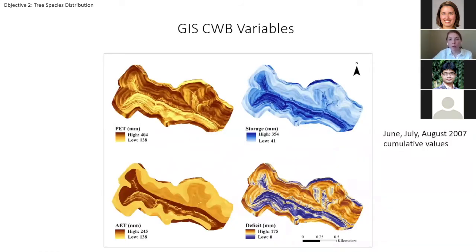Here are the GIS climate water balance variables we used for this objective: EET, storage, AET, and deficit. So I showed these maps earlier, so you should have a pretty good idea of what those patterns are. And for this part of the objective, we used a June, July, and August cumulative value from the year 2007. And we chose this year based on its high deficit. So I calculated climate water balance from 2000 to 2019, and I was looking at the growing season deficit for each of those years. And so 2007 had the highest deficit of that time period.